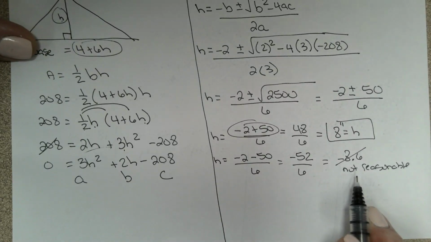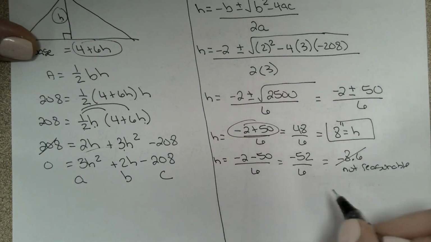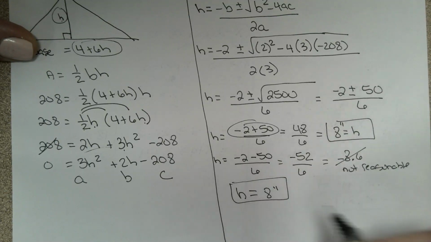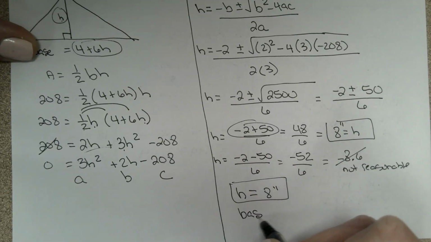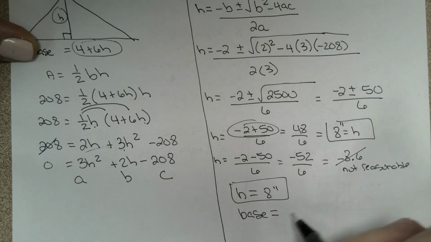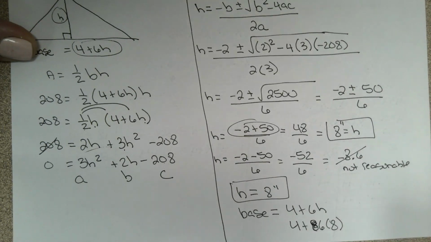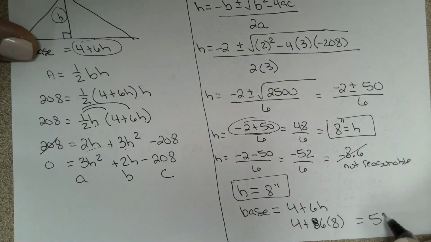It said to find the dimensions. So I know that the height is 8 inches, but I have to find the base. The base is 4 plus 6h. 6 times 8 is 48. 49, 50, and that would be 52 inches for the base.